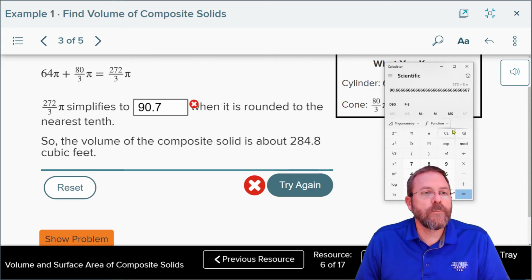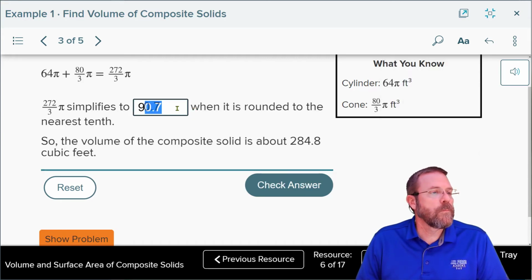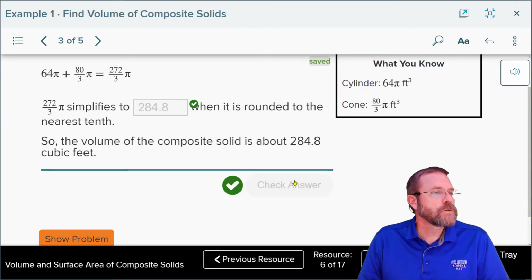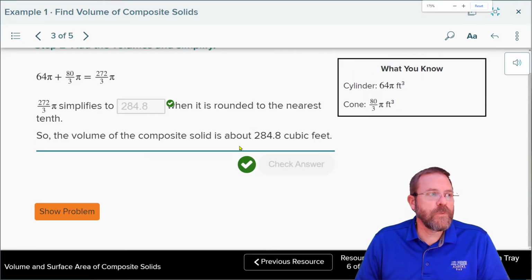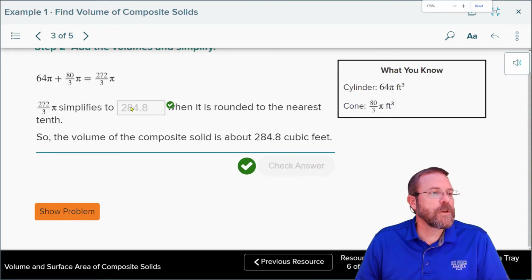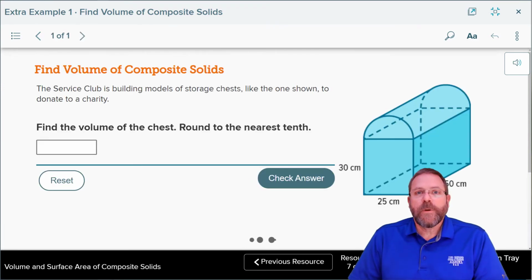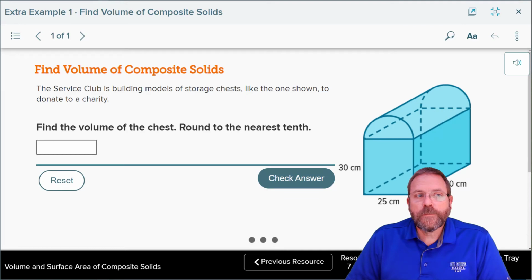You know what I didn't do? I didn't multiply it times pi. That's it. Times pi is equal to, rounded to the nearest tenth, 284.8. Check it, and now it checks. So the volume of the entire thing is going to be approximately 284.8 cubic centimeters.